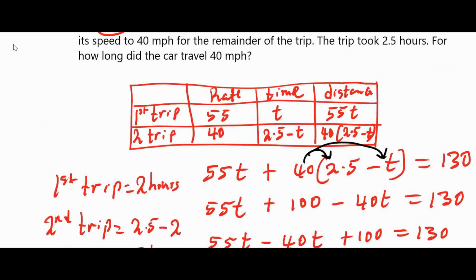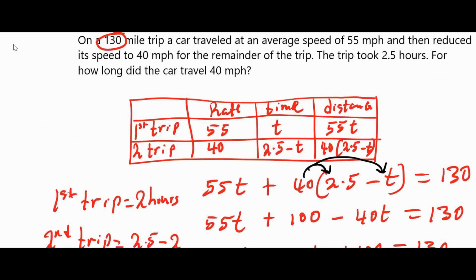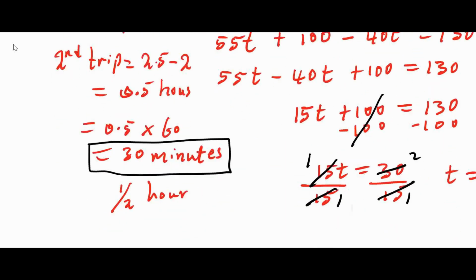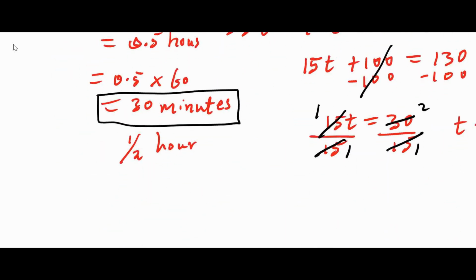Remember, the question is, the trip took 2.5 hours. For how long did the car travel at 40 miles per hour? So our focus is on this 40 miles per hour. So this is the time. The time spent traveling at 40 miles per hour is half an hour or 30 minutes. And I hope this makes some sense. All right, let's move on to the next question.